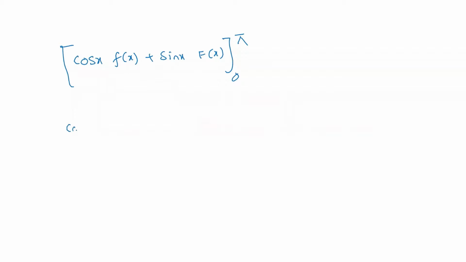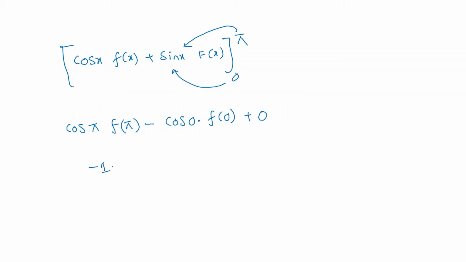So here we are going to get cos pi f of pi minus cos 0 into f of 0 plus, when you apply the upper limit or lower limit here, anyway we are going to get sin as 0 only, so that everything is going to come as 0, right? So this is ultimately going to be cos pi, we know that is going to be minus 1. And f of pi, in the given question they have already given the value of f of pi as minus 6, and cos 0 is 1, and we are going to get f of 0, right? So that is what we got as the integration of this one, that is minus 6 minus f of 0.